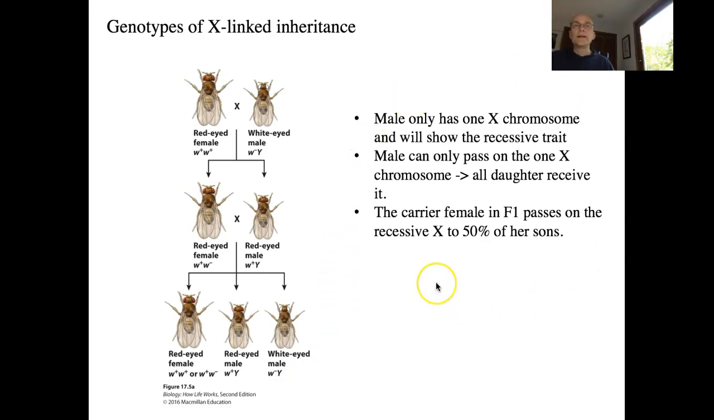So I'm writing here the things to remember from this cross: that the male has only one X chromosome and will show the recessive trait, that the male can only pass on the one X chromosome that he has, and so all daughters will receive the X chromosome that he has, regardless of whether it's the recessive or the dominant trait, and that carrier females in the F1 will pass on recessive X chromosomes to 50% of their sons, because they have two that they can pass down to their offspring.